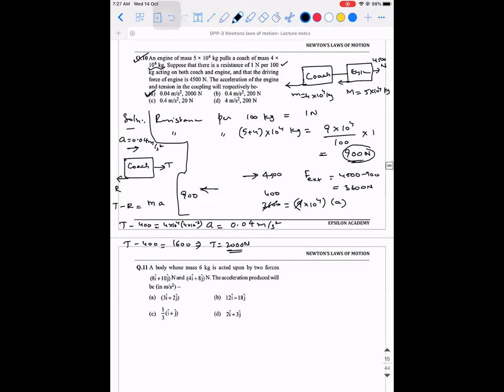So answer is, so I hope everyone is clear. Yes, sir. Make a note of it. Eleventh is very, very, very easy. Please solve it. 30 seconds time.